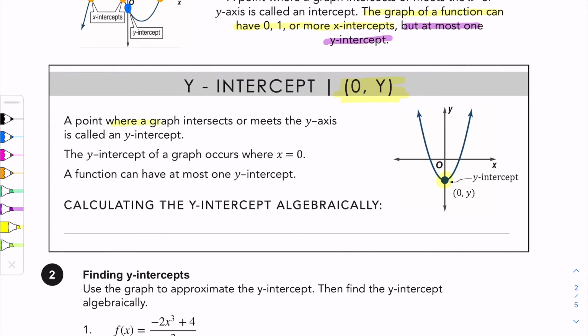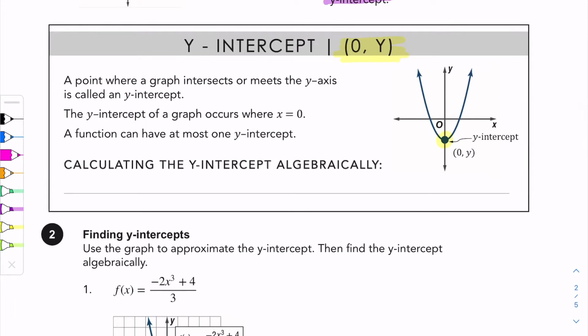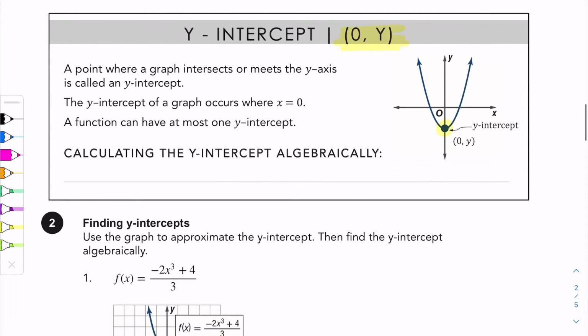So a point where a graph intersects or meets the y-axis is called the y-intercept. The y-intercept occurs when x equals 0. A function can have at most one y-intercept. To calculate the y-intercept, you need to find f of 0. In other words, substitute 0 in for x in the equation and solve.